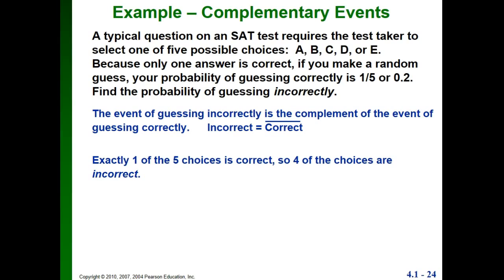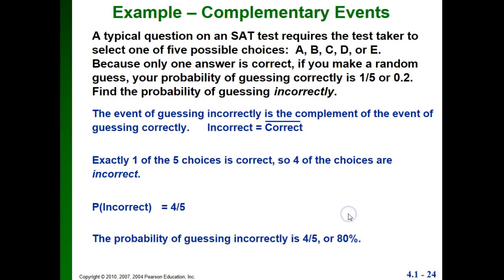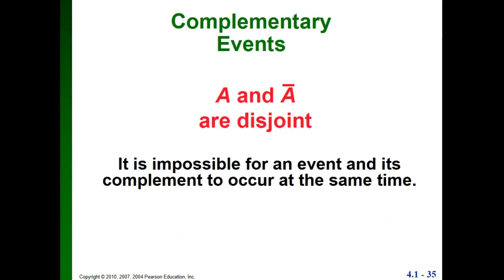Now, exactly one of the 5 choices is correct. That means that 4 of the choices are incorrect. So the probability of guessing incorrectly is 4/5 because we had 4 incorrect choices out of the 5 total, or as a percentage, it would be 80%.